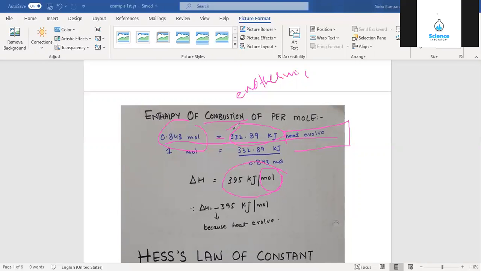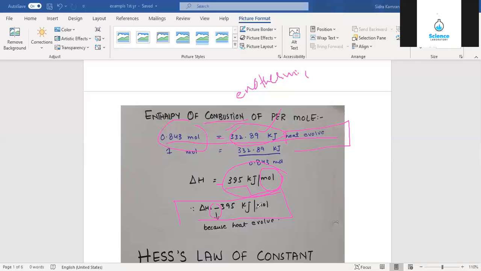Now this is for per mole. Earlier the value was for 0.843, now this value is for 1 mole. Write a minus sign with this because the reaction is exothermic. The heat is evolved. This is your answer. This minus sign is basically representing whether the reaction is exothermic or endothermic. If the reaction is endothermic, then a plus sign will be written. If the reaction is exothermic, then a minus sign will be written. This minus sign has no use in the calculation. You just have to represent that the reaction is exothermic.